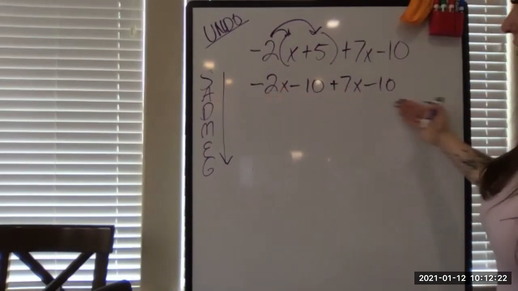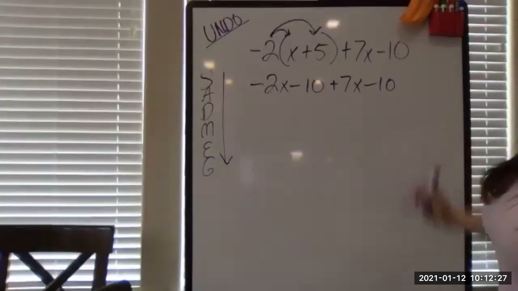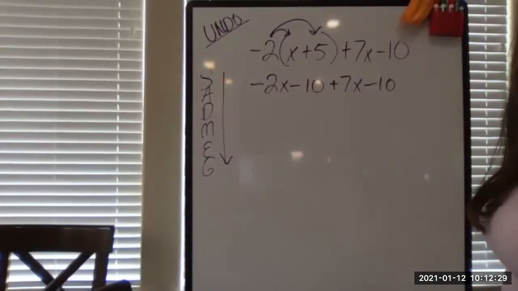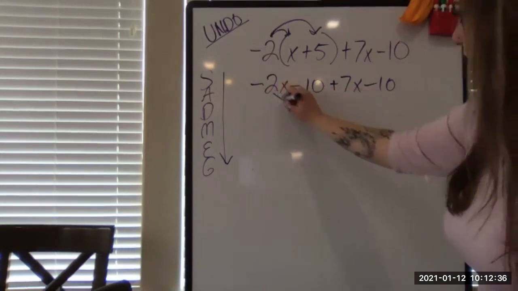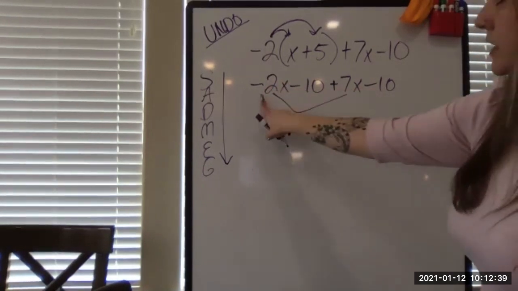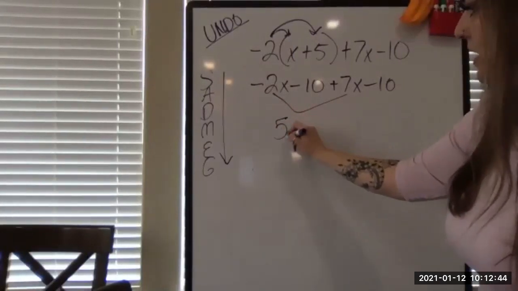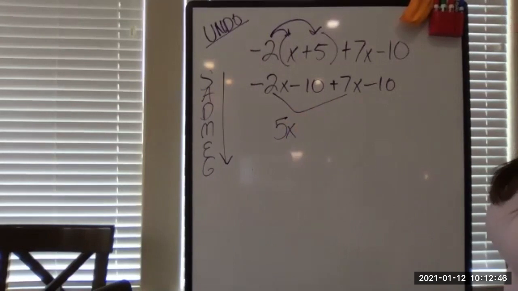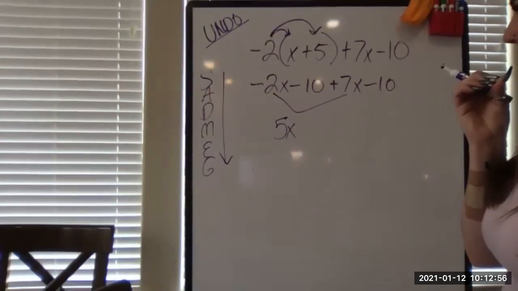Now we look to see if there are like terms. What are the like terms? -2x and +7x. Okay. So -2 plus 7 is 5. So we have 5x. What else is like terms? -10 and -10.